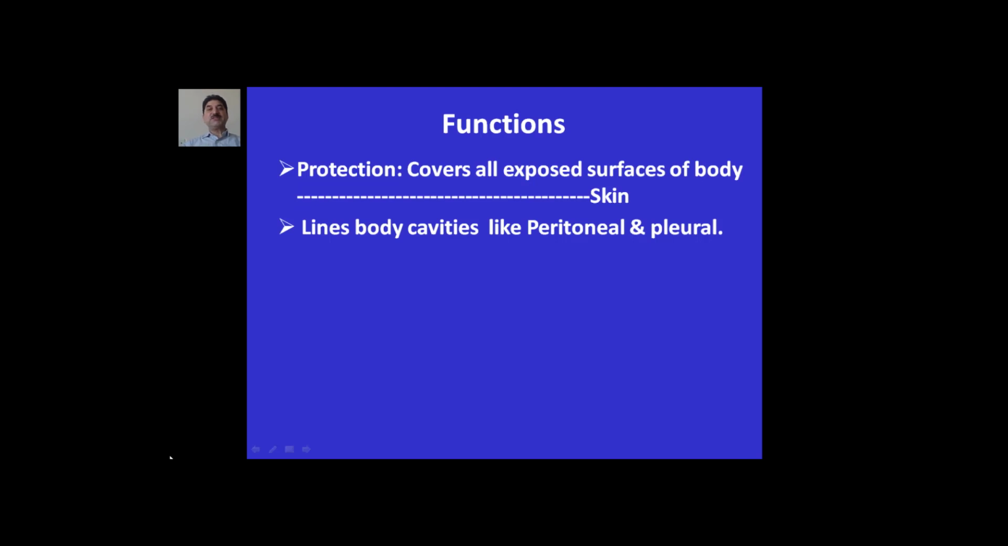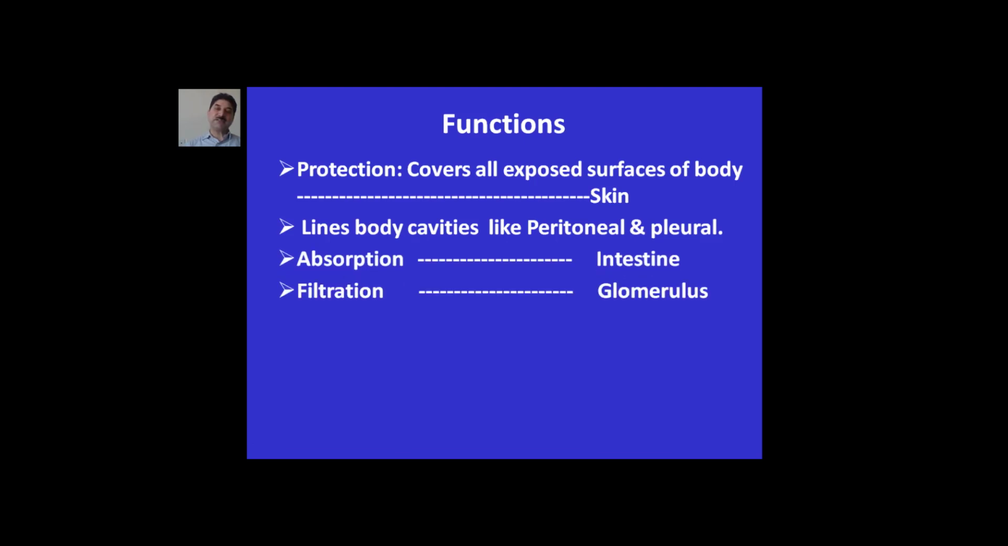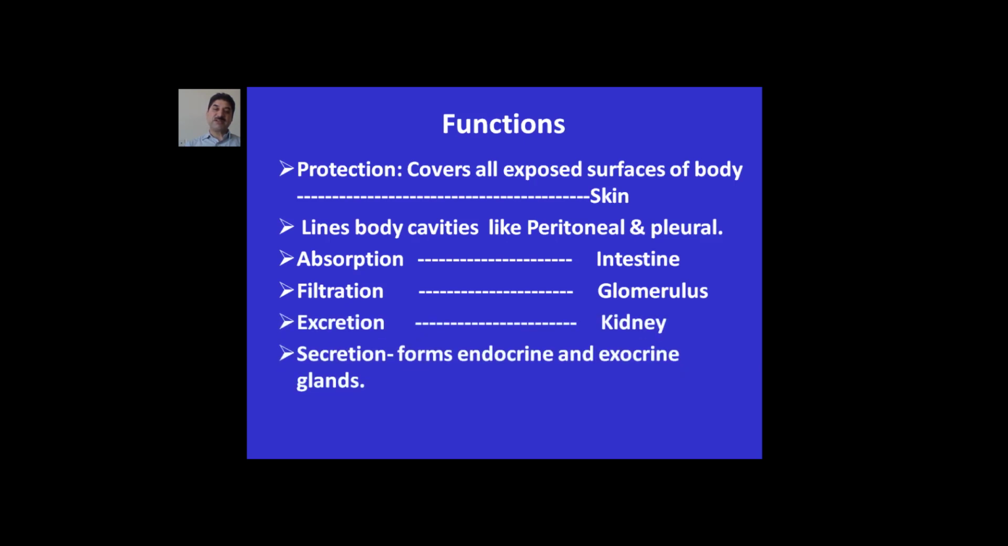So, what are the various functions of the epithelium? Protection, since it covers all exposed surfaces of the body. Second, it lines the body cavities, like the peritoneal and pelvic cavity. Absorption in the gut, for example, in the intestine and stomach. Filtration, as it occurs in the glomerulus. Excretion, as occurs in the kidney. Secretion from endocrine and exocrine glands. Sensory reception, the olfactory mucosa is an example.